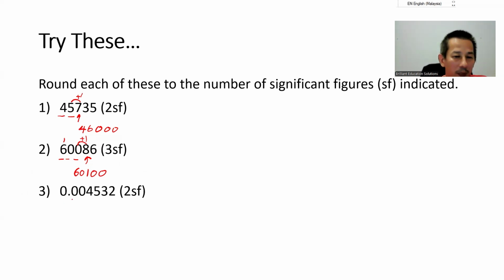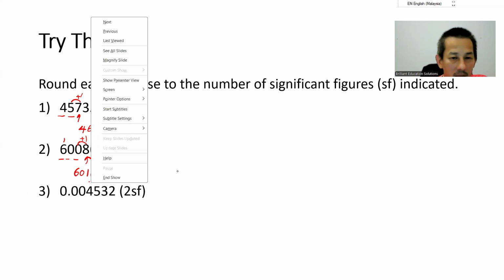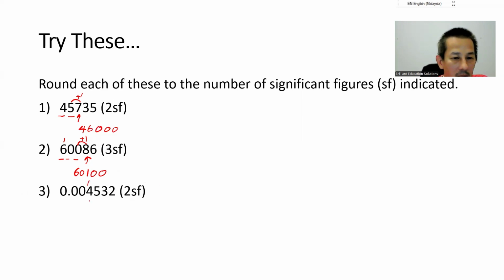Next, 0.004532 to two significant figures. The first significant figure is 4. Count 1, 2, and then you consider the 3. So you don't need to add, so it remains as 45. Since it's after the decimal, the zeros in front stay and any digits after that are removed. So the answer is 0.0045.